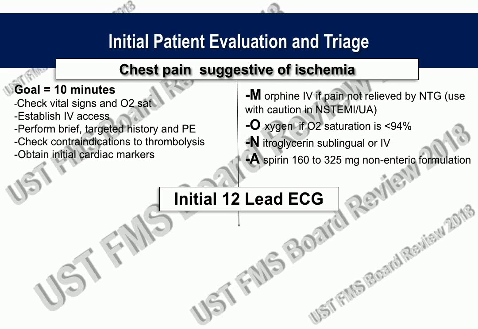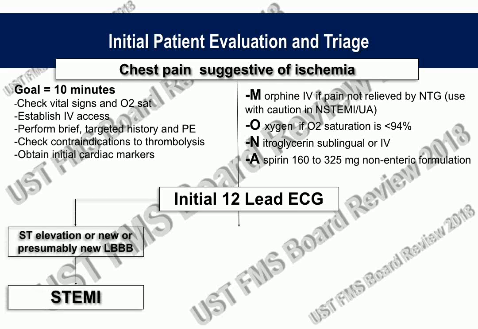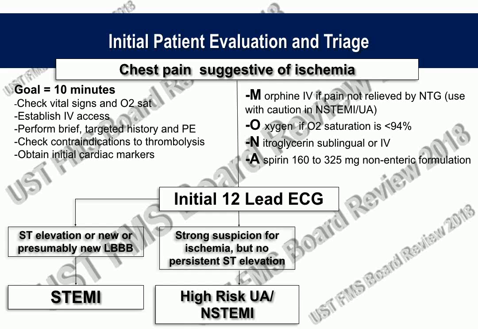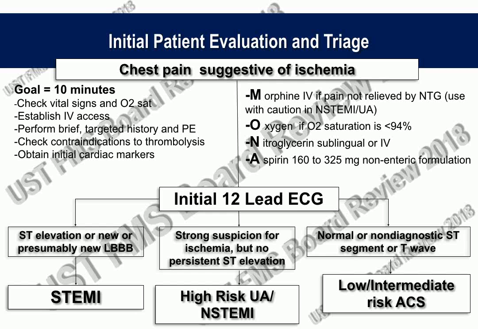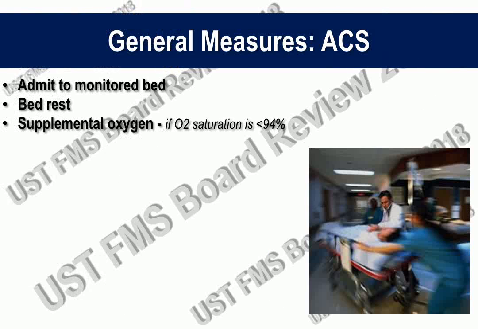So your 12-lead ECG would be able to risk stratify your acute coronary syndrome into either an ST segment elevation MI, which presents with either ST elevation or a new onset left bundle branch block, or it can present with a high risk unstable angina or non-ST elevation MI, depending on the findings on the ECG, or a low to intermediate risk acute coronary syndrome.